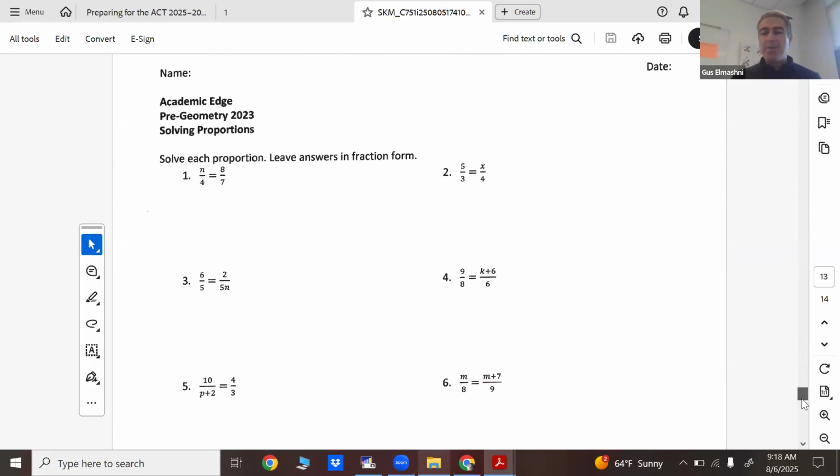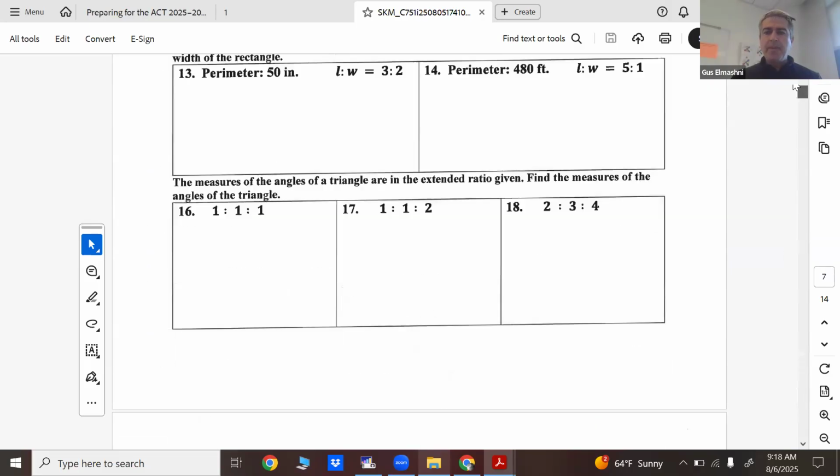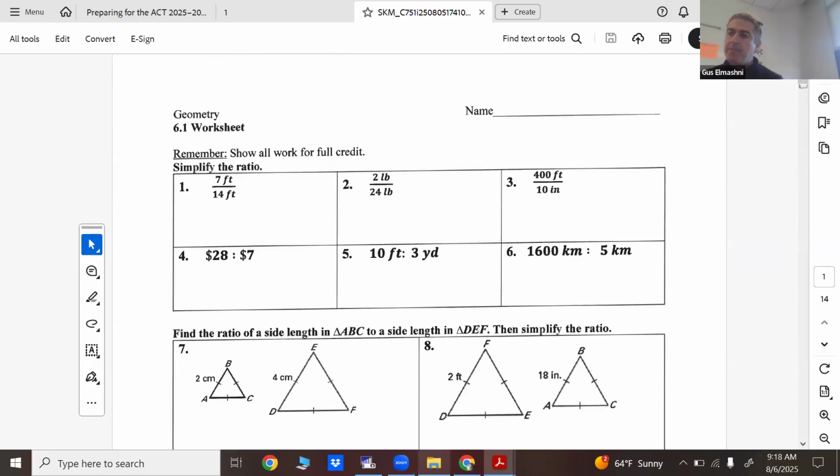Some stuff I'm going to skip over because some of it is a little too much, and there's some other stuff here I want to talk about as well. After that, we'll do more Delta Math and homework. So that's the plan for today. We have a lot to get through.